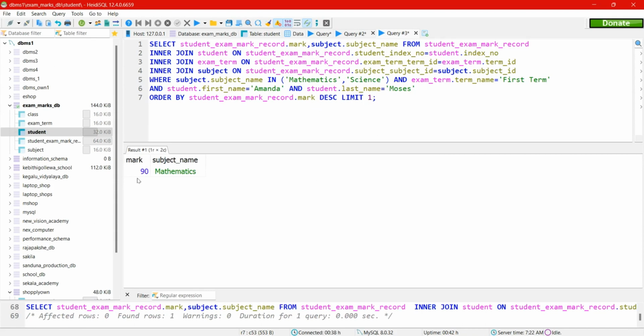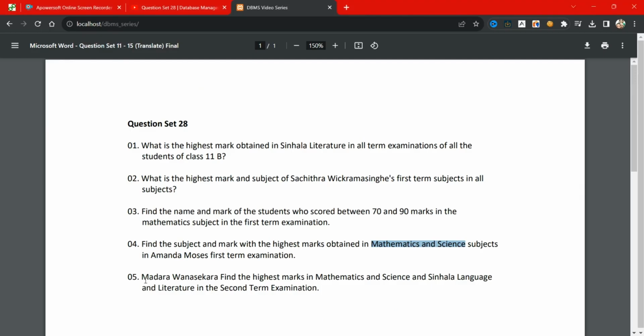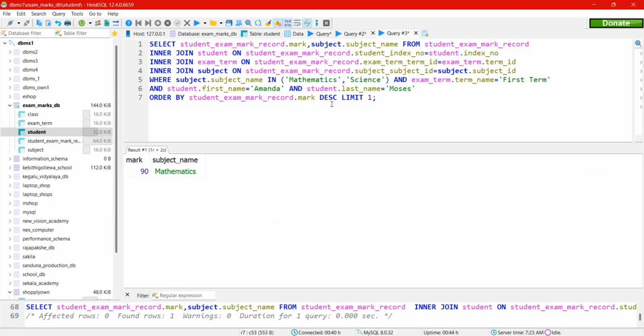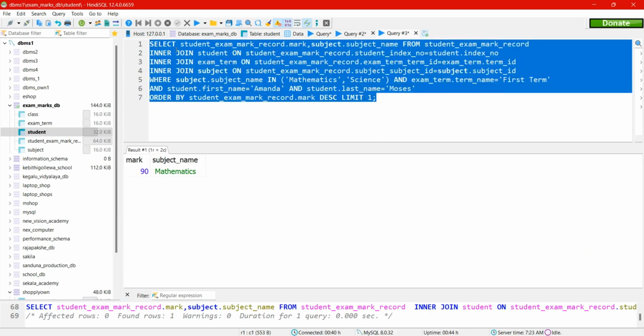Let's execute. So you can see here, this is the result. This is the answer for the fourth one. Let's go for the final question. So in this question, we need to find out the highest mark of the student called Madara Vanasekara in the second term examination. So let's write the query for the final question.